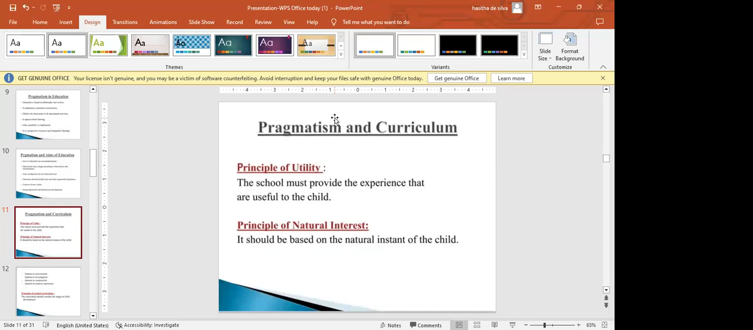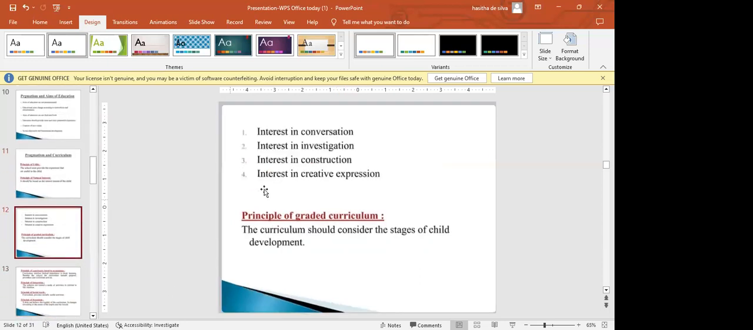So, the principle of natural interest. It should be based on the natural interests of the child. There are four interests. First is interest in conversation. Second is interest in investigation. Third is interest in construction. Fourth is interest in creative expression.